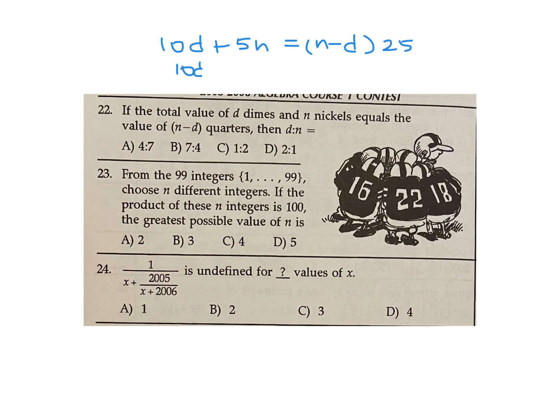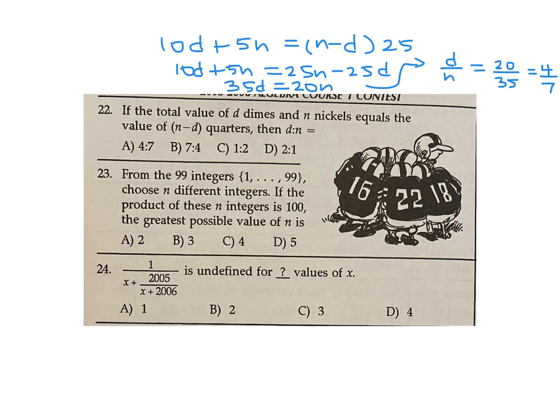So 10d plus 5n is equal to 25n minus 25d. So that's 35d is equal to 20n, and therefore d over n is equal to 20 over 35, which is 4 over 7. 4 over 7 is the answer, and therefore that would be A.